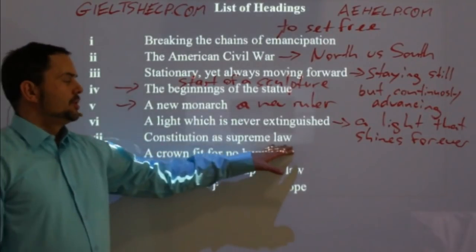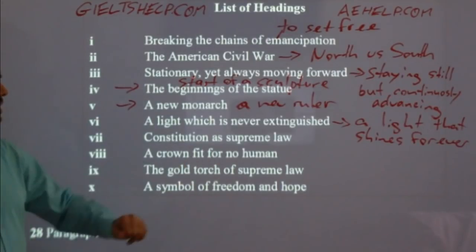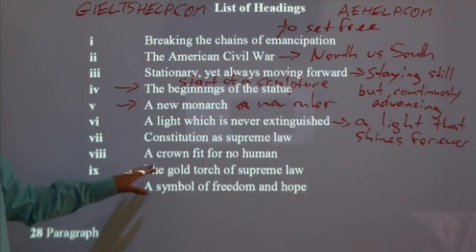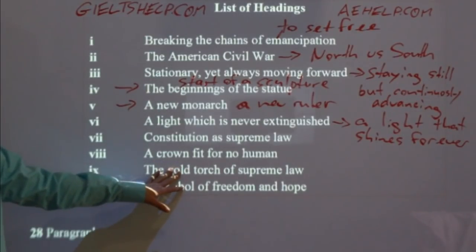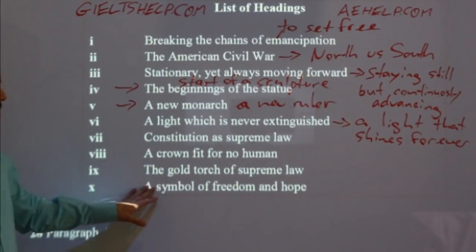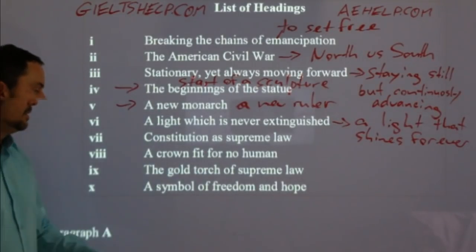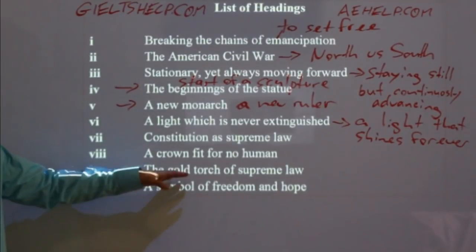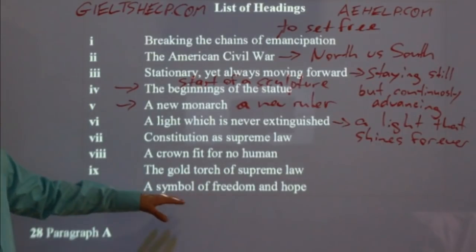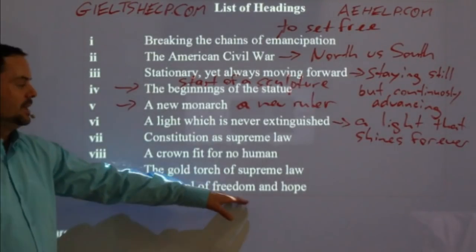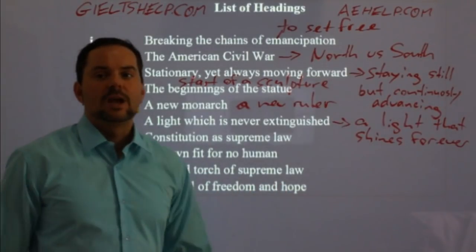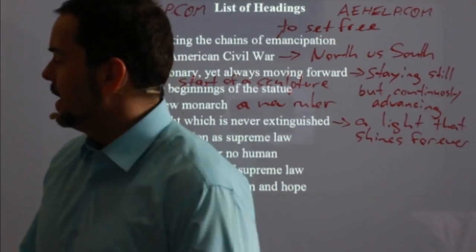Constitution as supreme law. Constitution is the ultimate law. A crown fit for no human. A tiara, a little bit different than a crown, but anyway, a tiara. That's not for people. The gold torch of supreme law. The gold burning stick of ultimate law. A symbol of freedom and hope. An icon of liberty and ambition. So those are different ways to paraphrase those. All right, good. So that's fine.